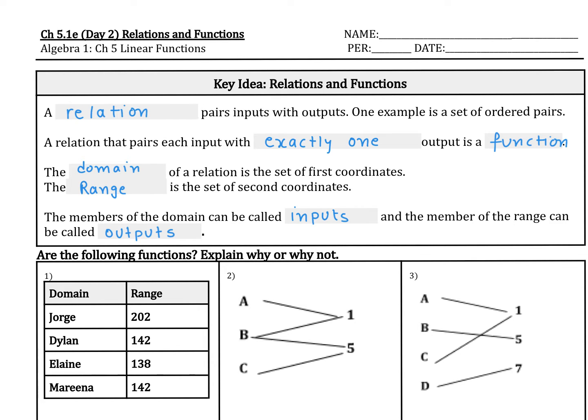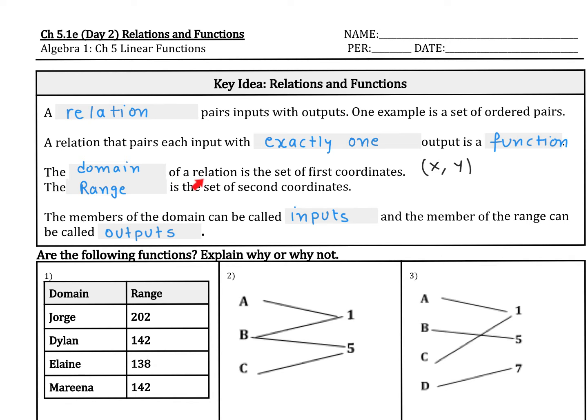Today we are doing chapter 5.1e, day 2, relations and functions. Key idea: relation and functions. A relation pairs inputs with outputs. One example is a set of ordered pairs, like (x, y), where you pair the input, which is x, with outputs, y. A relation that pairs each input with exactly one output is a function.